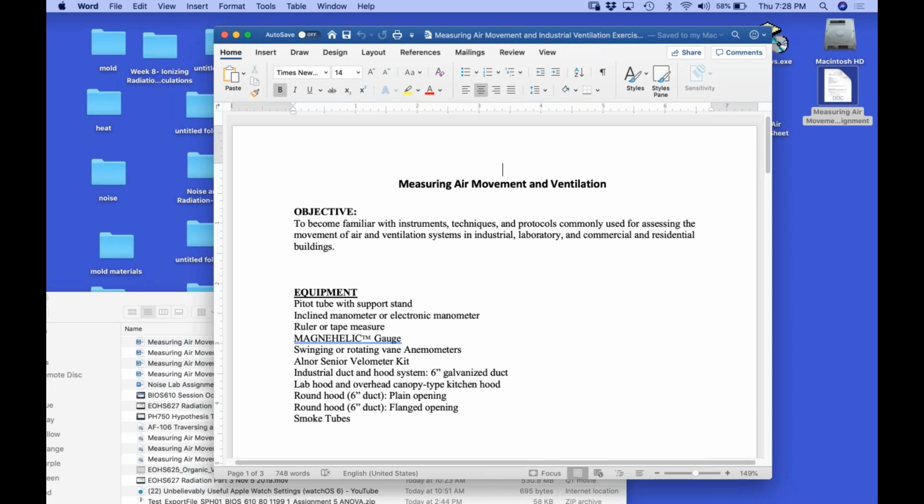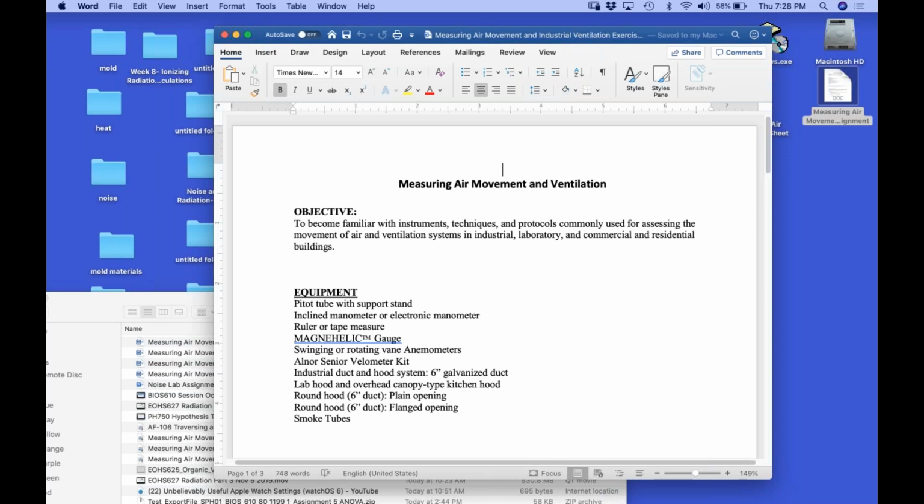So what is that? That's velocity pressure. Everybody understand it? We didn't measure the velocity, we measured the velocity pressure. What are the units? Inches of water pressure, inches of water.